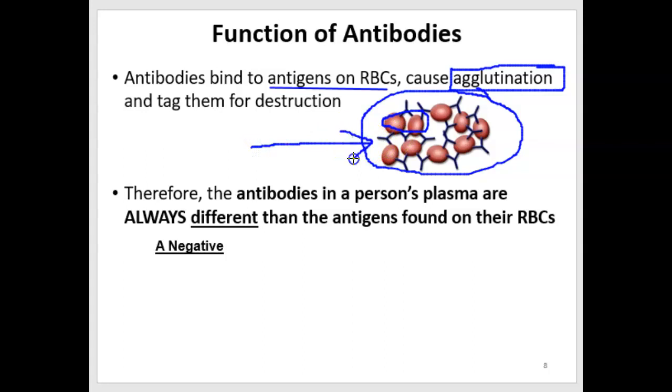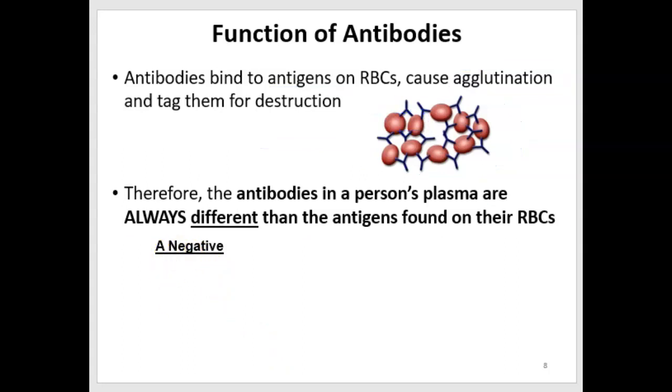This would be bad. Therefore, the antibodies in a person's plasma are different or opposite than the antigens found on their red blood cells. So let's take an example. A negative blood. I'll first draw a picture.